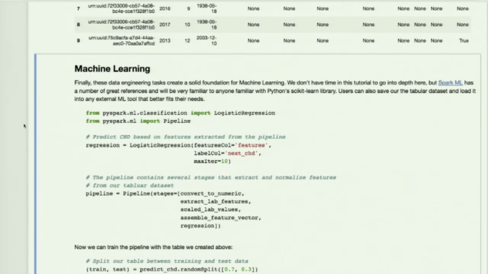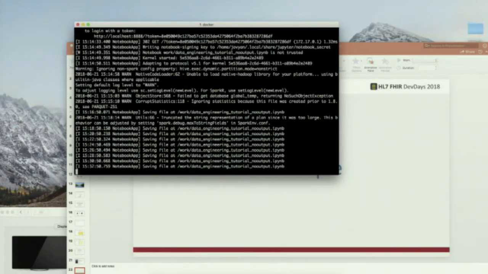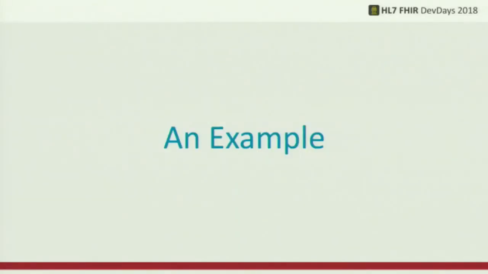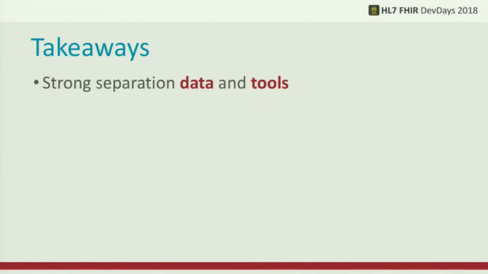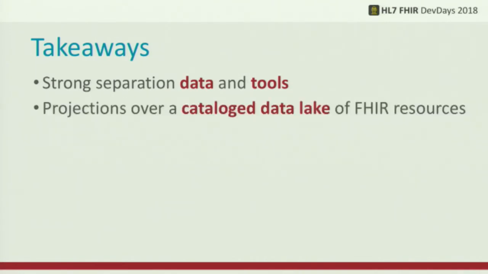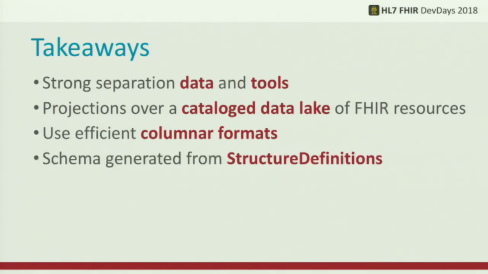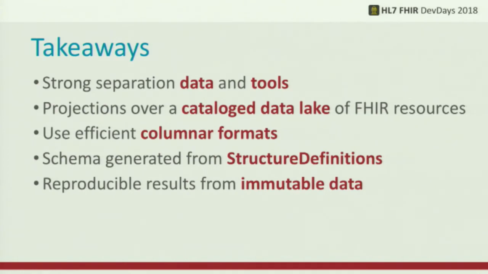So with that, I'll skip back to the slide here. Some of the key takeaways that we've put together: we talked about earlier a strong separation of data and tools, because things are going to evolve very quickly. Cataloging and data management of the data lake is as important as anything, because you can easily get lost in the sheer amount of variety and different data sets you're working with. The ability to encode FHIR in an efficient columnar format creates excellent performance characteristics, and using structured definitions as a point of truth, we reproduce from mutable data.